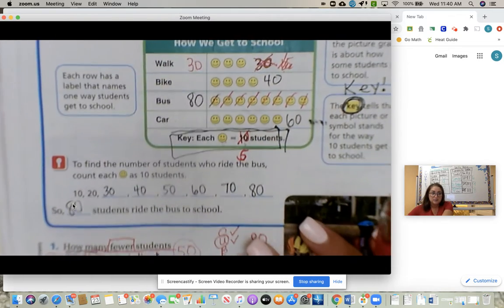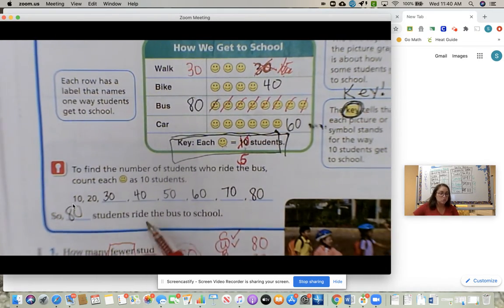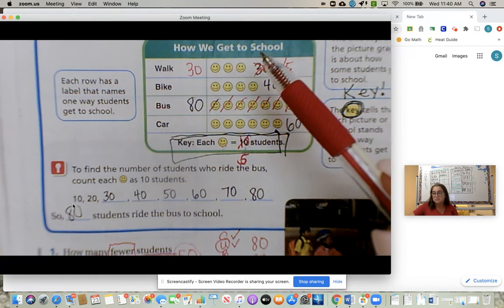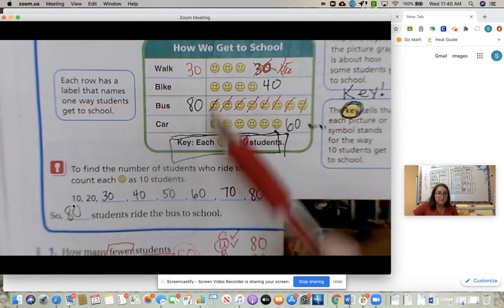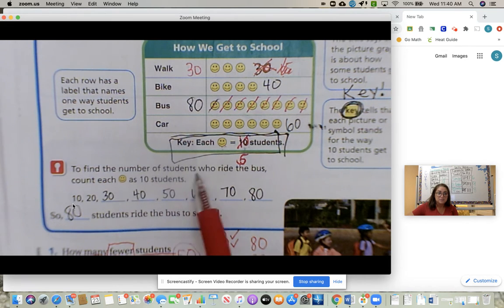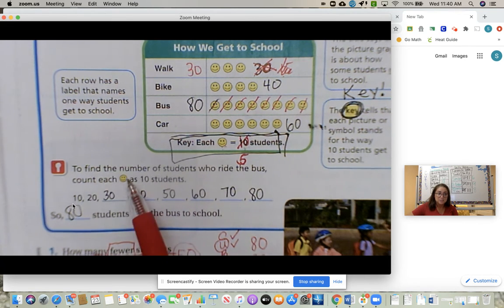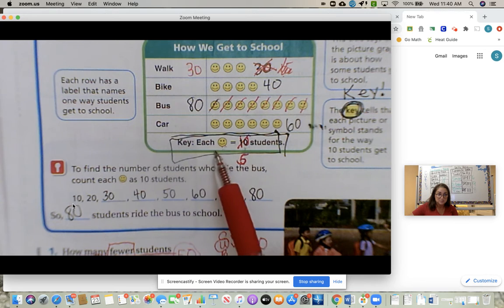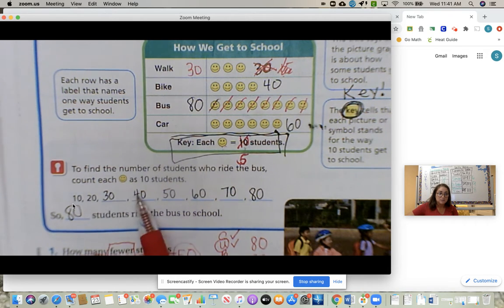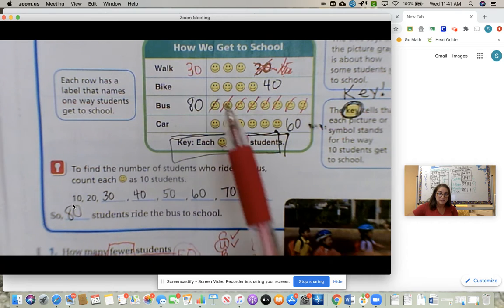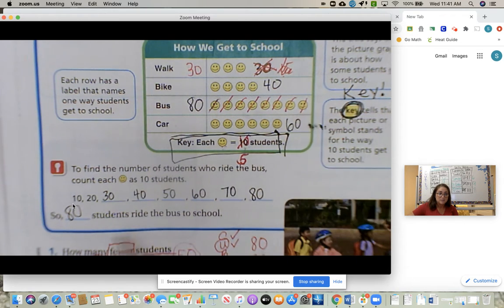Down here, it was just to help you answer the question further. We already know the answer to how many students ride the bus. We found it right here. But to find the number of students who ride the bus, count each smiley face as 10 students. And that's what our key says. A smiley face is 10 students. So 10, 20, 30, 40, 50, 60, 70, 80. And that's why I crossed it off. So there are 80 students that ride the bus.